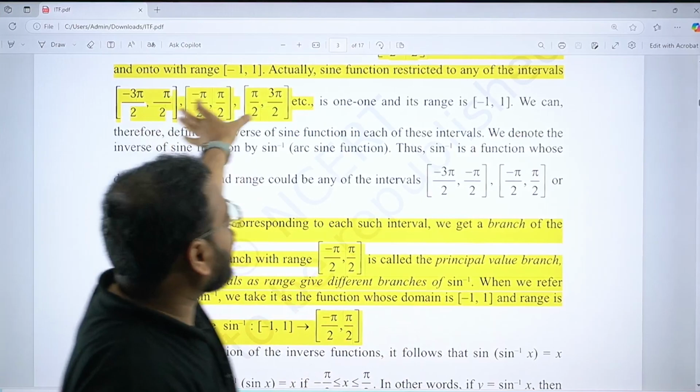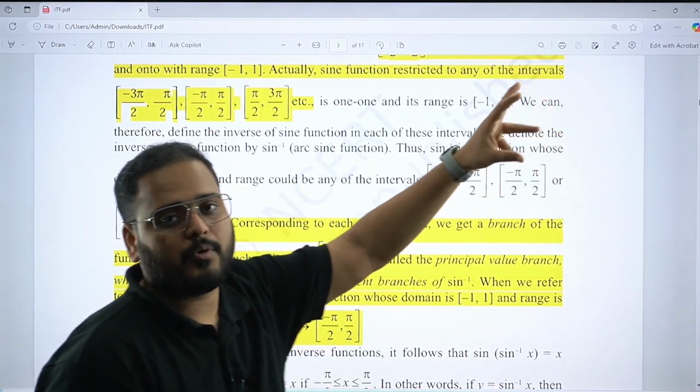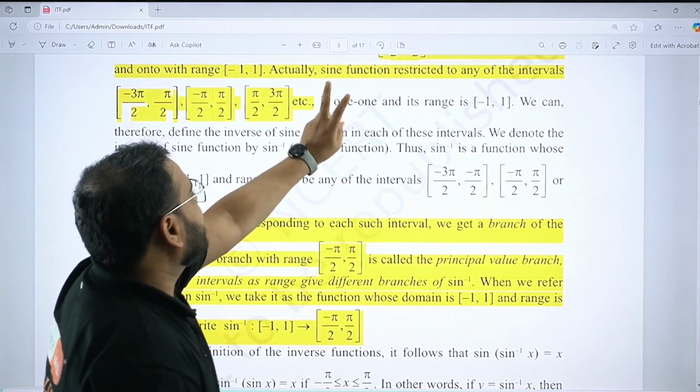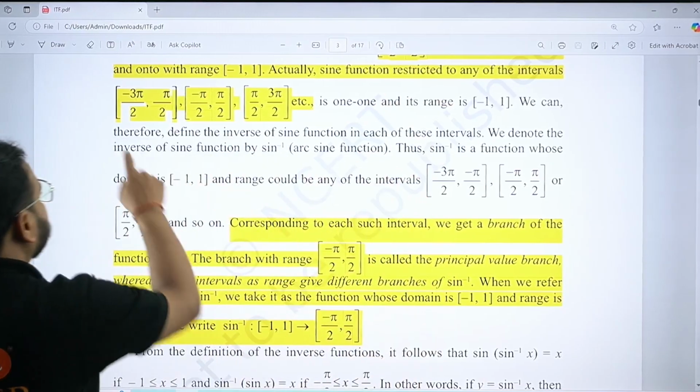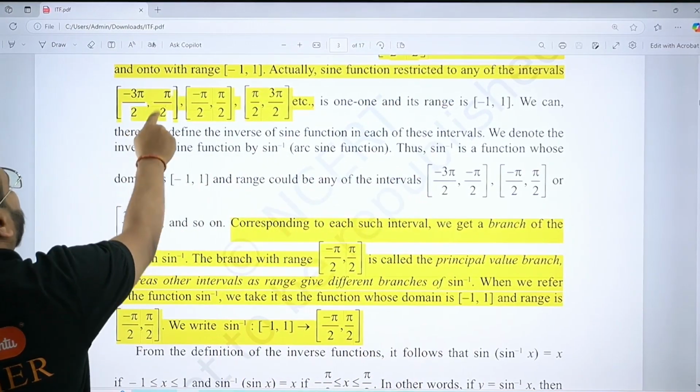So instead of writing all the intervals of the domain, what do you write? You write the restricted domain, by truncating it. Check this out. First one, minus 3 pi by 2 to pi by 2.